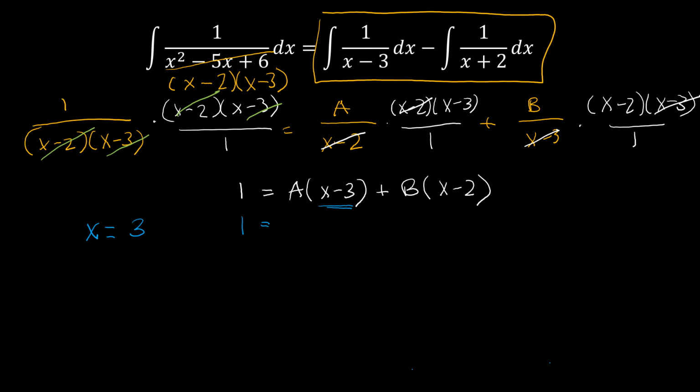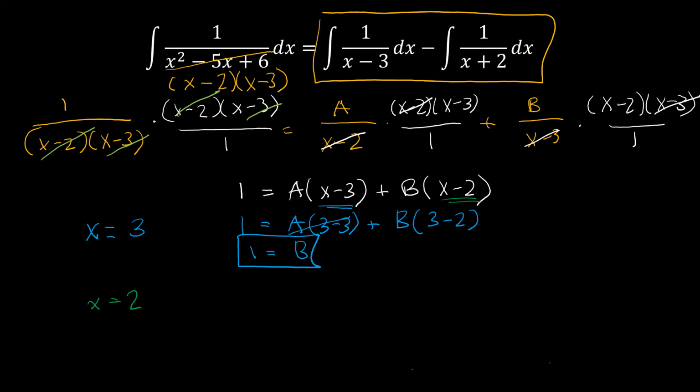then that would give me 1 equals a times 3 minus 3 plus b times 3 minus 2. 3 minus 3 is 0, so I still have 1 on the left side. A times 0 is 0, so that gives me b times 3 minus 2, which is just 1b. So b is 1. Then I would choose a value of 2.